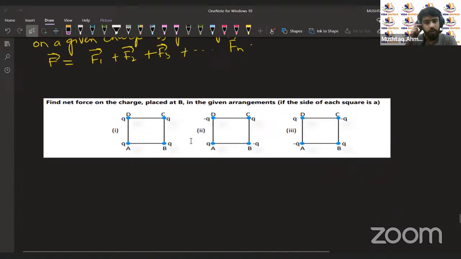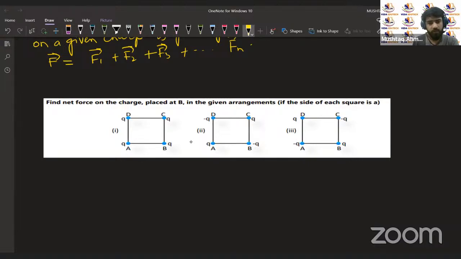In this figure, we have three parts. The question is, find the net force on the charge placed at point B in the given arrangement if the side of each square is A. So in the first part, we have four charges placed on the corners of a square. We have to find the net force on each charge because of the presence of other charges.